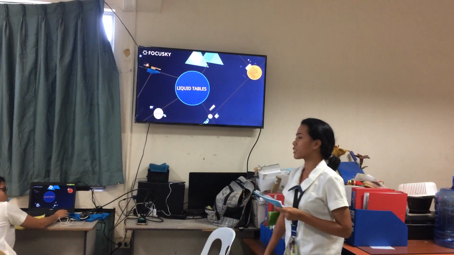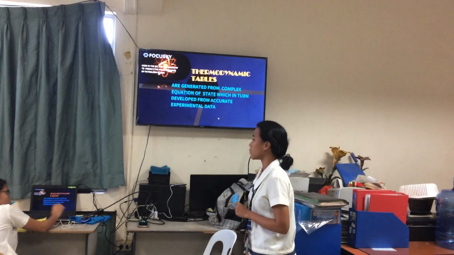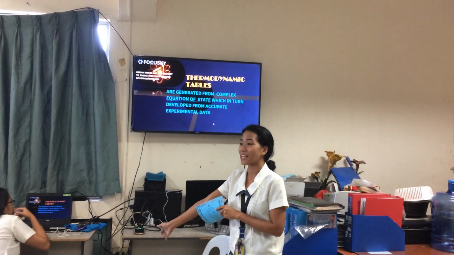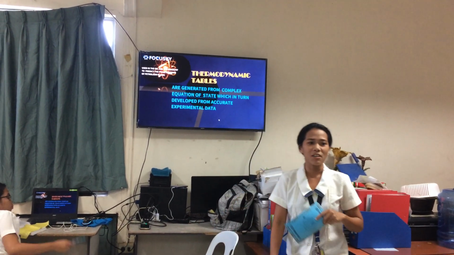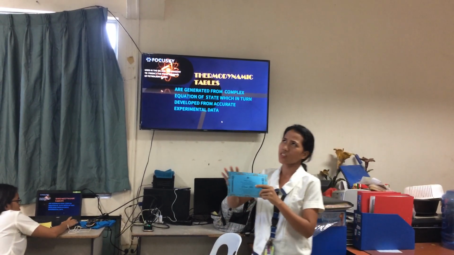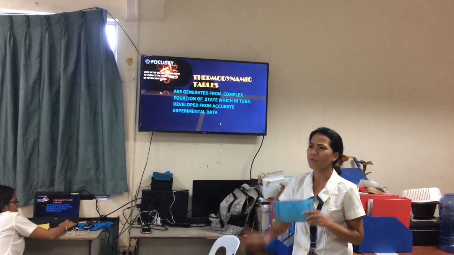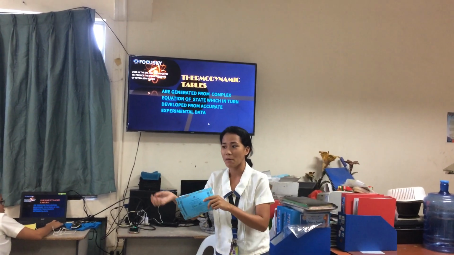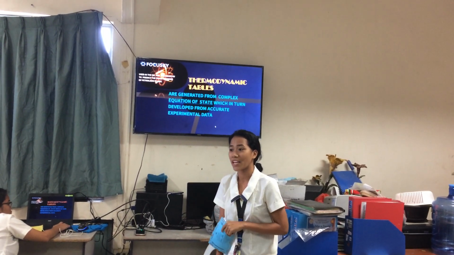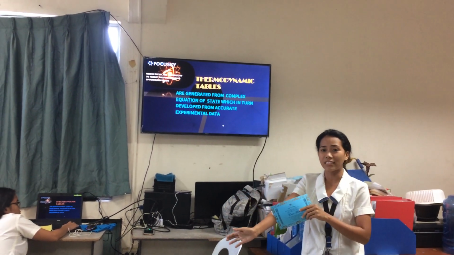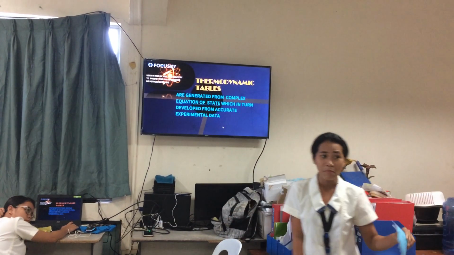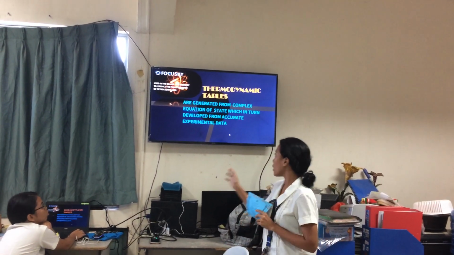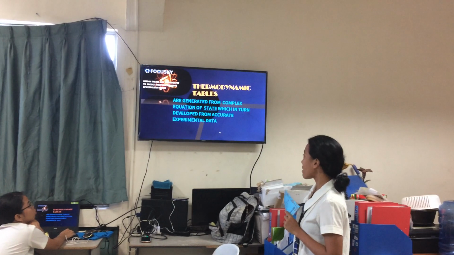The liquid tables are under the thermodynamic tables. Just like in mathematics, what is the standard or accurate way of solving 6 times 6 equals 36? You answer 36, because of the multiplication table. Just like mathematics has a multiplication table, thermodynamics has thermodynamic tables. So what are thermodynamic tables?